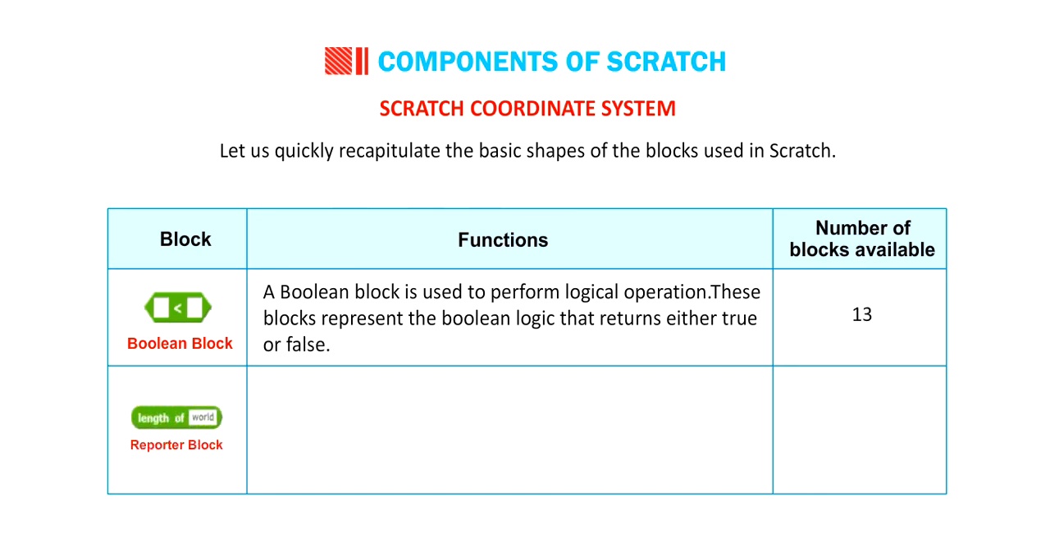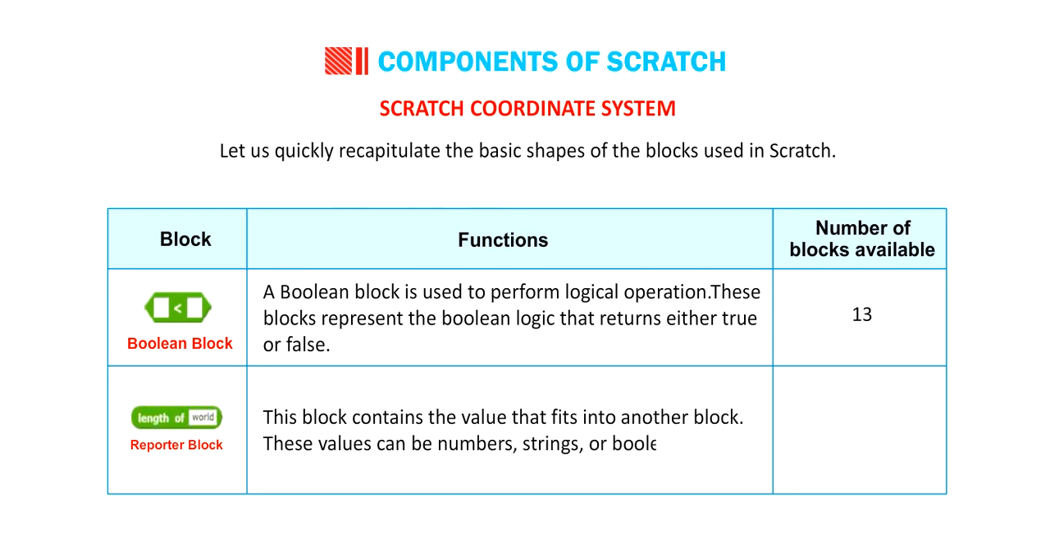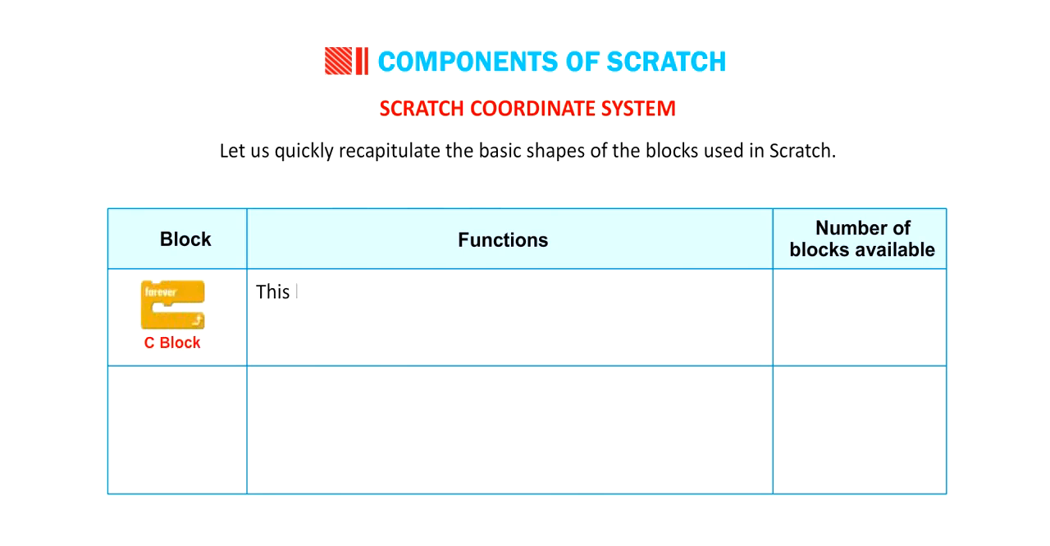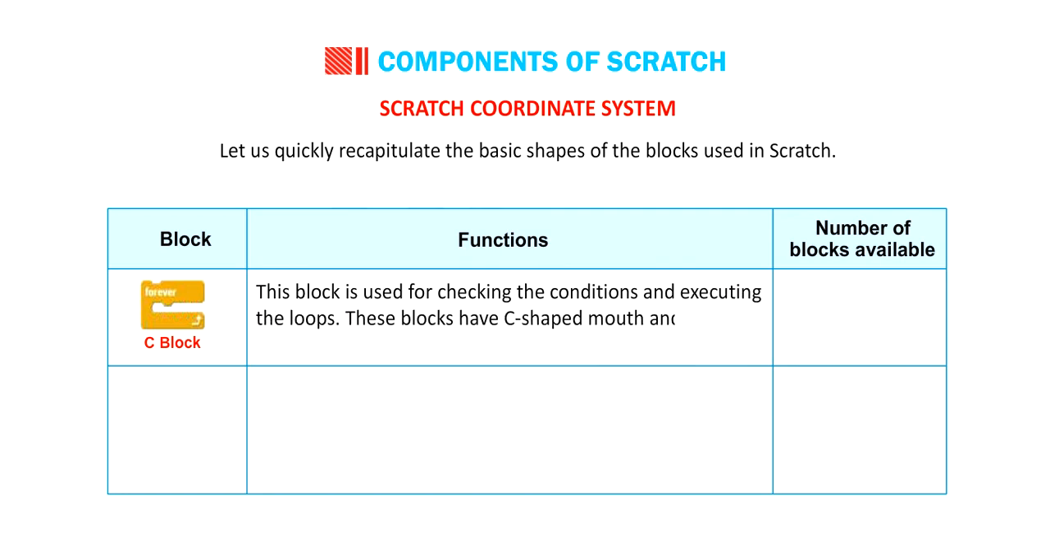Reporter block. This block contains the value that fits into another block. These values can be numbers, strings, or Boolean. C block. This block is used for checking the conditions and executing the loops. These blocks have a C-shaped mouth and are also known as wrap blocks.